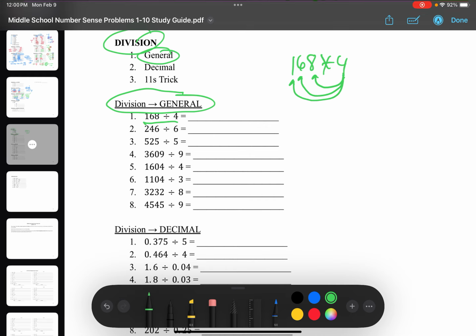A lot of times the students follow the same order when it's in division. So what we need to remember is that when it's division, we need to start from the 1 first. So we ask ourselves, how many times does 4 go into 1? And that's none. So then we move into the next one. How many times does 4 go into 16? That's a 4. And then how many times does 4 go into 8? That's a 2. So your answer is 42. So just remember, when you're doing general division, make sure you start from the highest digit first, right?